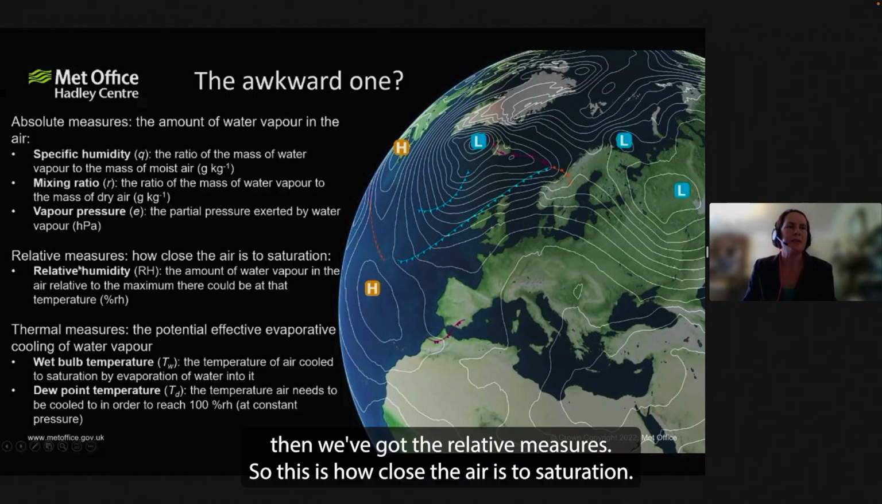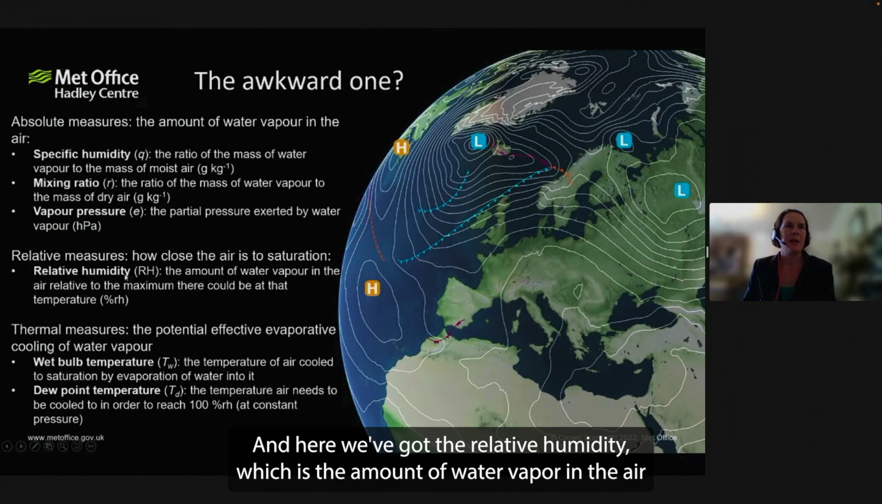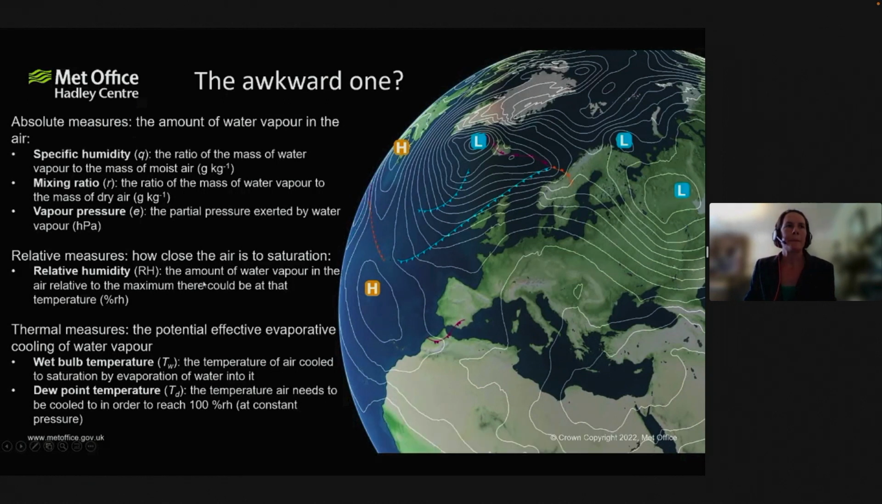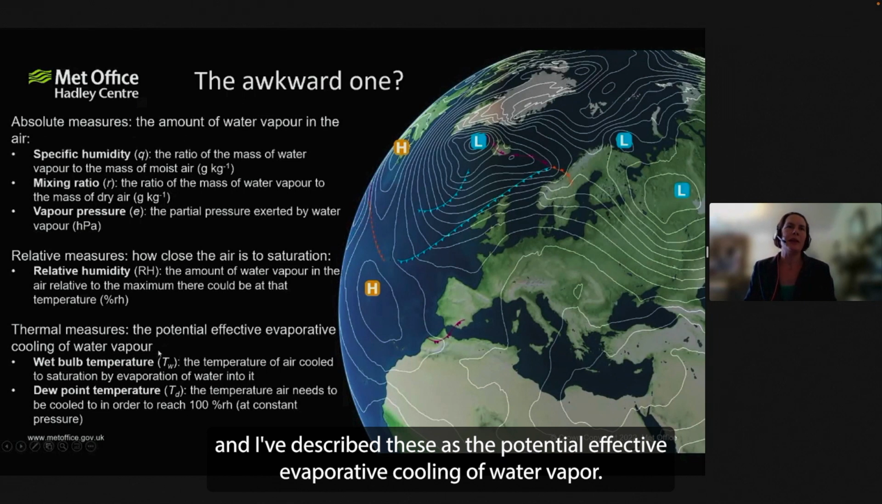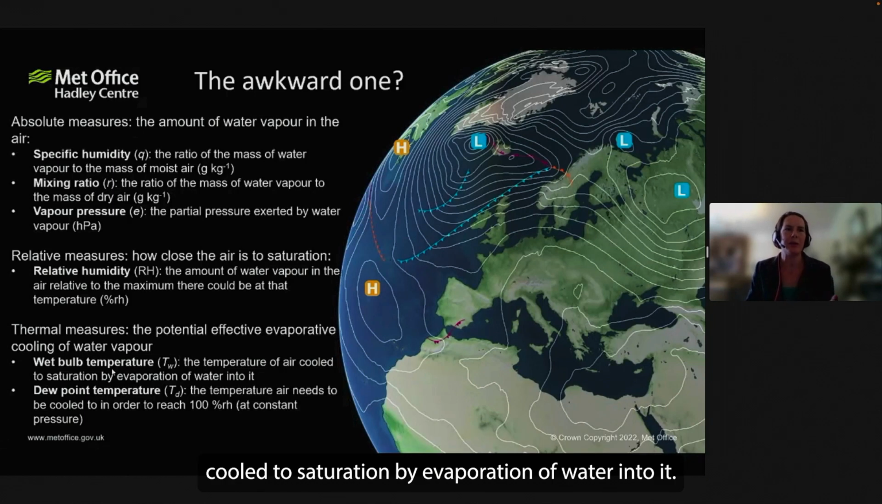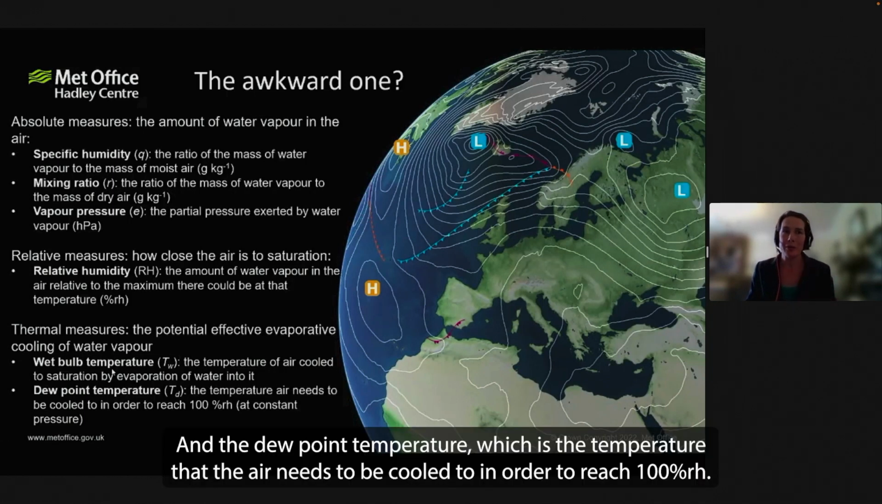Then we've got the relative measures. This is how close the air is to saturation. And here we've got the relative humidity, which is the amount of water vapor in the air relative to the maximum that there could be at that temperature. And then we've got thermal measures, and I've described these as the potential effective evaporative cooling of water vapor. So we've got the wet bulb temperature, which is the temperature of the air cooled to saturation by evaporation of water into it, and the dew point temperature, which is the temperature that the air needs to be cooled to in order to reach 100% RH.